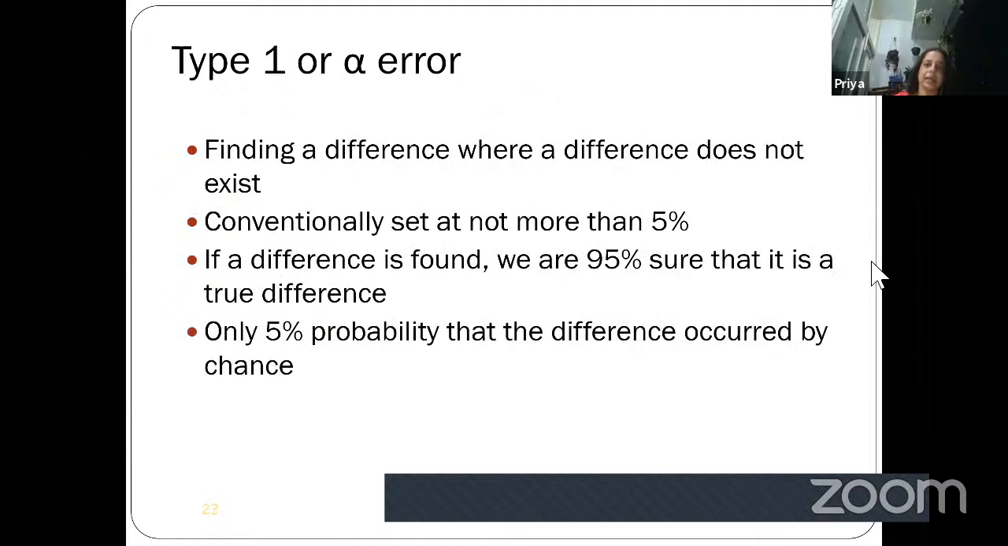So these numbers that I've quoted, 5%, is the maximum by convention. It's the maximum allowable type 1 error. If you are brave and if you have enough resources, you could do a study with a type 1 error of 1%, okay? Which means at the end of the study, if you find a difference, you're 99% sure it's a true difference because you're allowing only a 1% margin of error. But the sample size for that study would be crazily high.